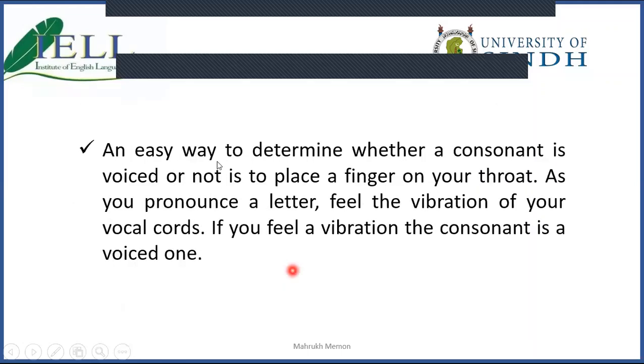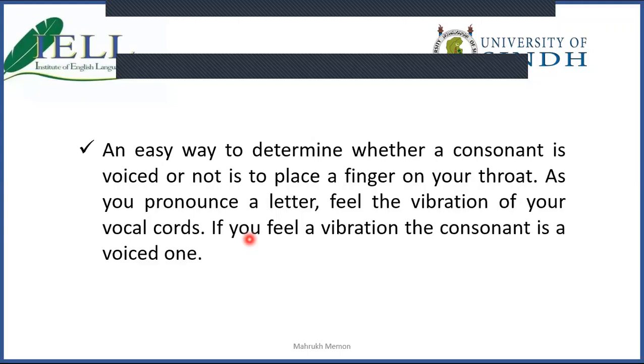An easy way to determine whether a consonant is voiced or not is to simply place a finger on your throat. As you pronounce the letter, you feel the vibration of the vocal cords. If you feel it, the consonant is voiced. For example, take the two consonants p and b. When you pronounce these two, place one finger or two on your throat, on your neck, where we have talked about the throat is. You place a finger over there when you're pronouncing p, and then when you're pronouncing b.